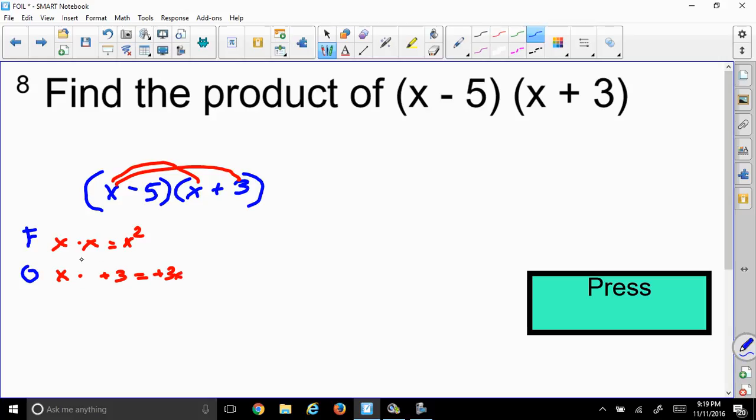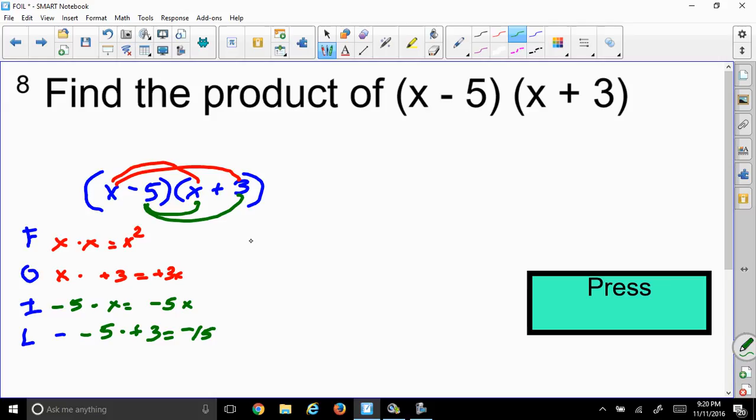Next thing we're going to do is the I, and that's the inner terms. Those are the closest two terms together. That'll be the minus 5, or negative 5, times the x, and that'll give us negative 5x. And the last thing we're going to do is the L for last. That'll be the last terms, the last number in each of the parentheses. That'll be the negative 5 times the positive 3, and that'll equal negative 15.